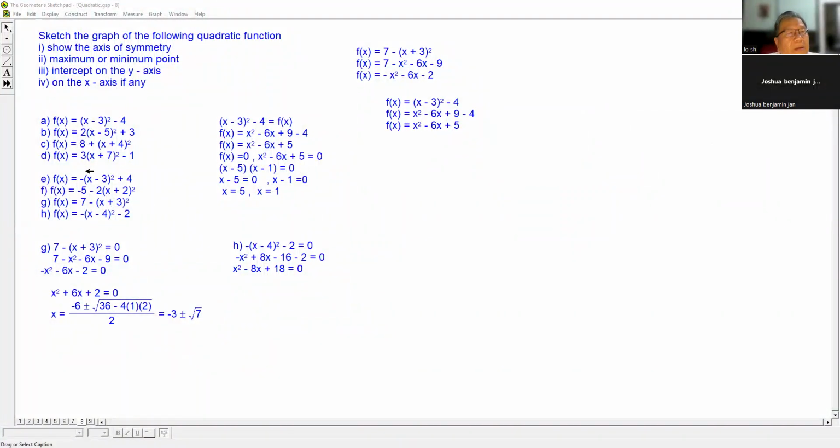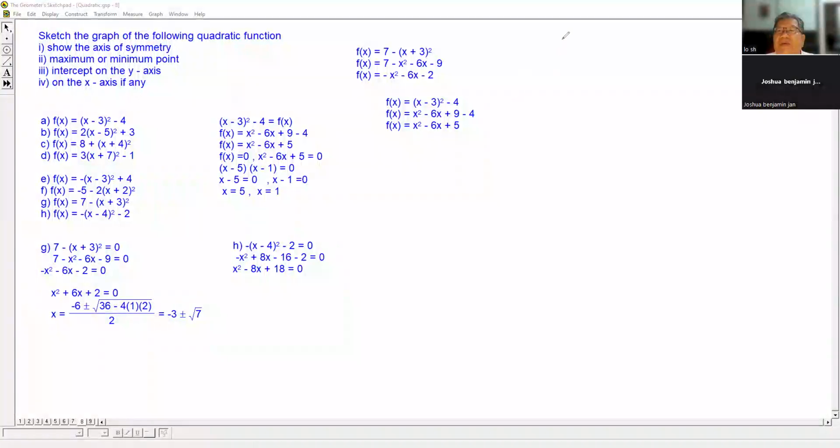Yes. Okay. Right. So we look at this G. G is this one, right? So we try to draw, sketch the graph. Why the tools cannot come out? Okay.